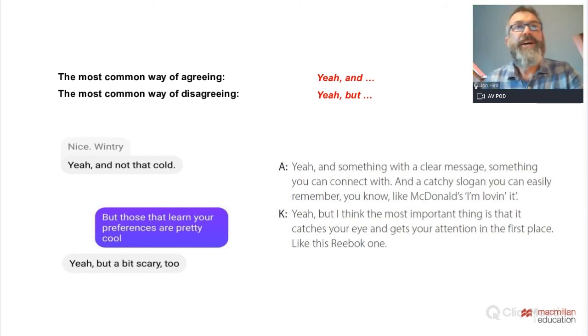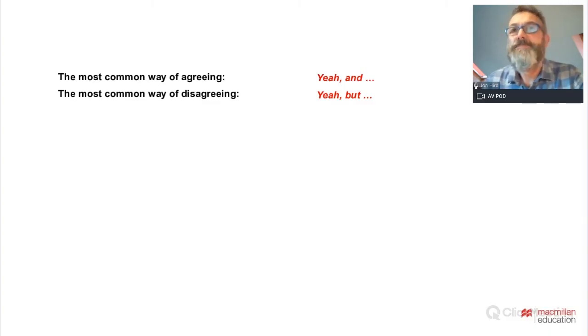Okay, yeah and yeah but. Simple language, but research shows us... oh no, my slides, okay, it's got a mind of its own. I suspect it's because there are so many people here. Yeah and yeah but are the two most common ways of agreeing and disagreeing.